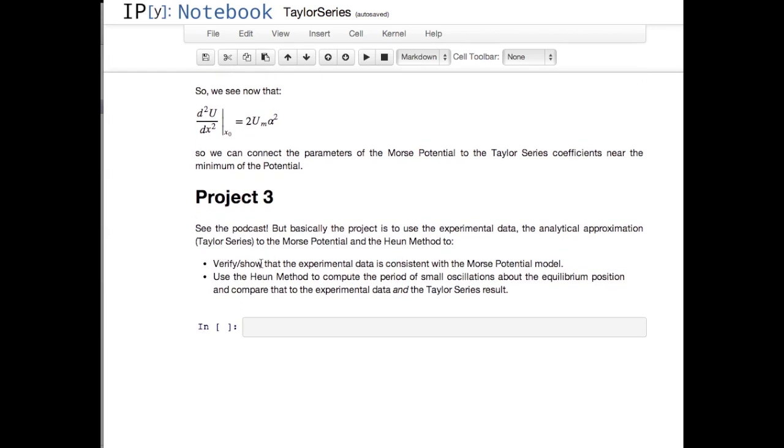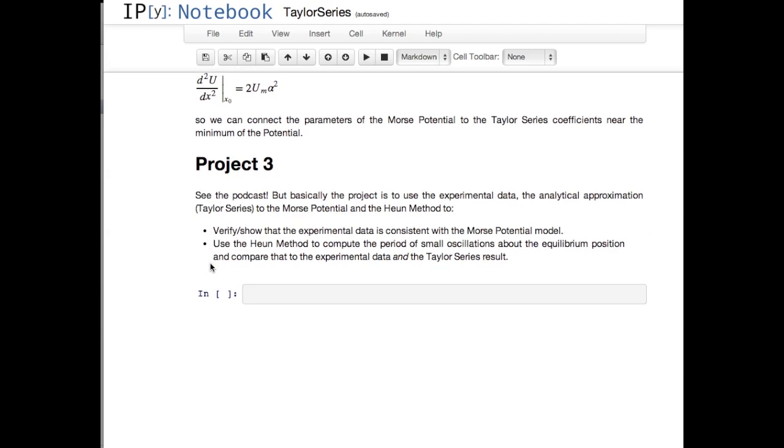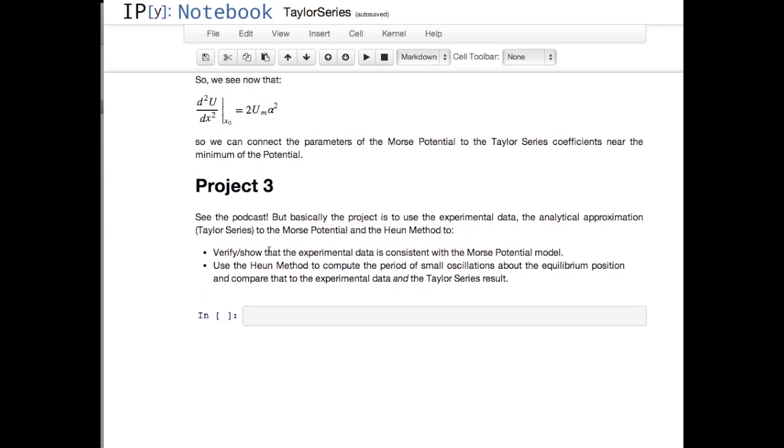So that's it. First, obviously you're watching the podcast, so you see the podcast. But I want you to do two things: show that the experimental data is consistent with the Morse potential, and use the Huygens method to compute the period of a small classical oscillation of a nitrogen atom about the equilibrium in this potential. So that's basically all there is to it.